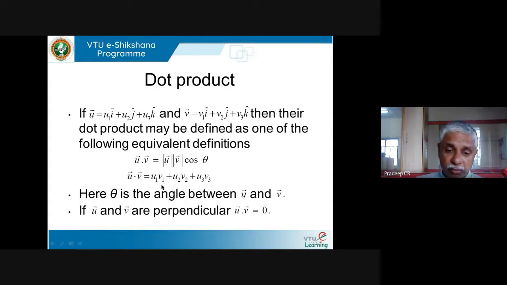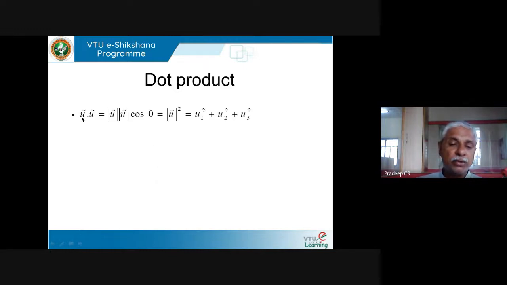But mod u square is nothing but, in the other definition, u dot u will be u1 into u1 plus u2 into u2 plus u3 into u3. That means u1 square plus u2 square plus u3 square. That is what I have used here. u dot u is mod u into mod u cos 0, which is mod u square, and that is nothing but u1 square plus u2 square plus u3 square. So this is one more consequence or useful result.